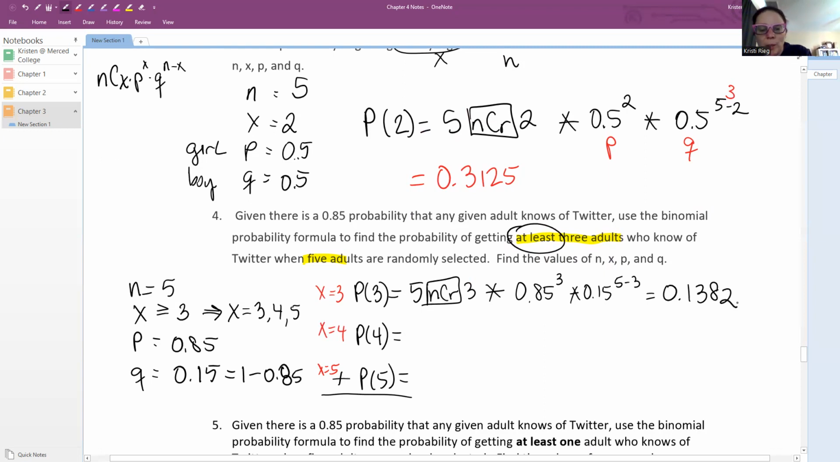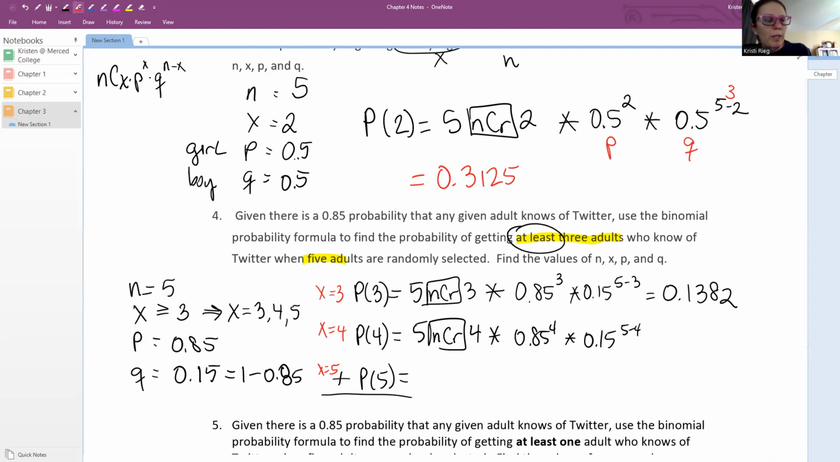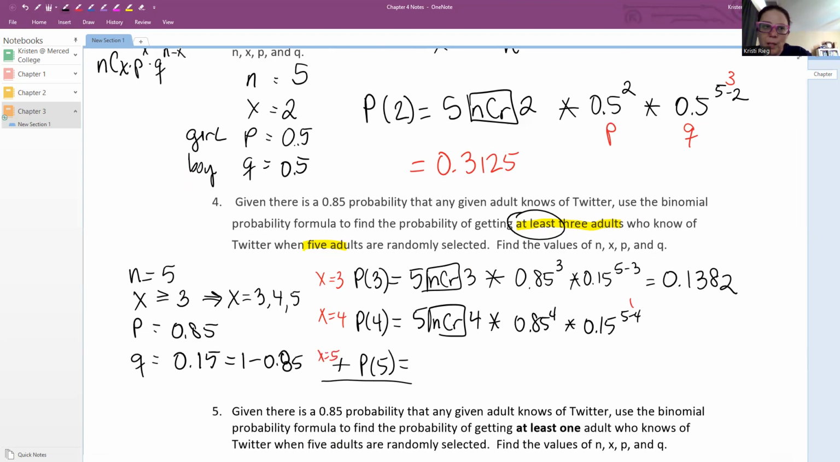All right, next one, we want 5 NCR 4. So we're going to do the same problem, but this time instead of 3s, we're going to use 4s. So we have 0.85 to the 4 and 0.15 to the 5 minus 4, which is 1. And I'll do that in a second. I just want to write out 5. And then we'll write it out. Then we'll do them in the calculator.